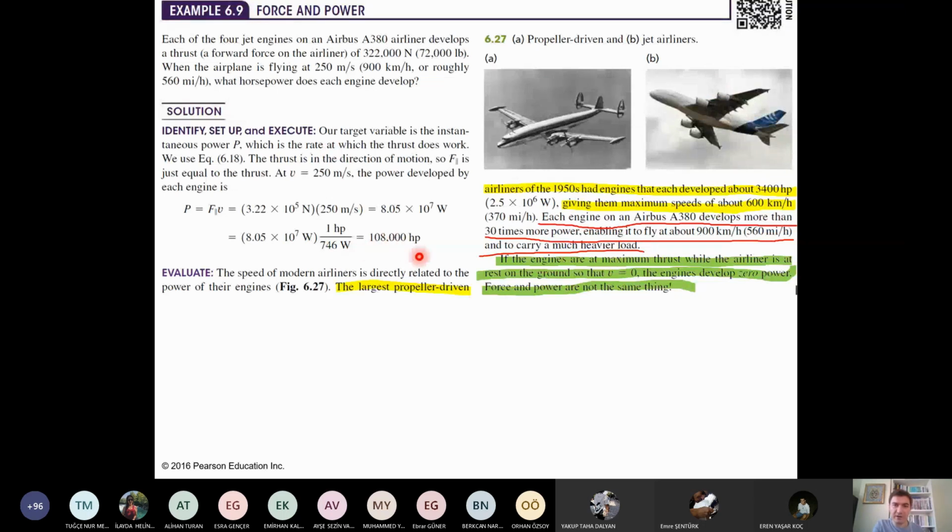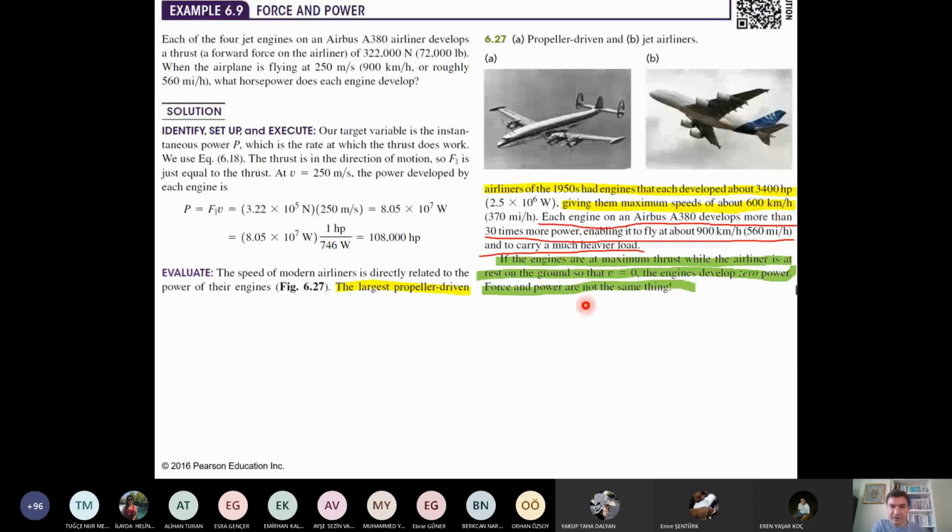108,000 horsepower, and each propeller in older airliners provides 3,400 horsepower. This is the huge one in the modern airliners, giving them a maximum speed of about 600 kilometers per hour. So the maximum speed of this airliner is around 900 kilometers per hour, and the older airliners have this type of speed.